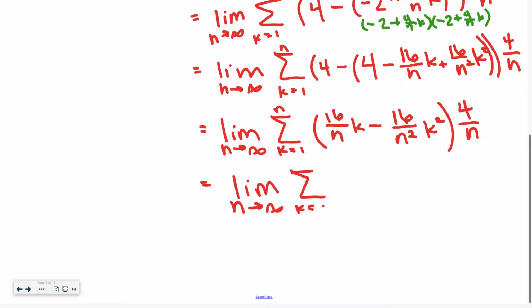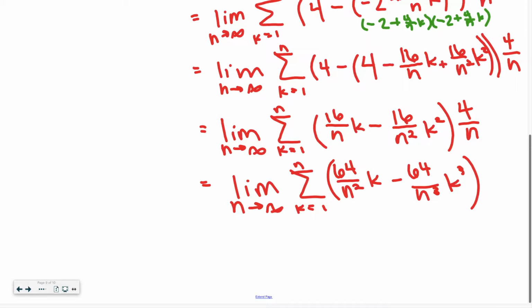Now, we need to multiply that delta x through. Now we have 64 over n squared k minus 64 over n cubed k cubed. And now we finally have something we can work with.